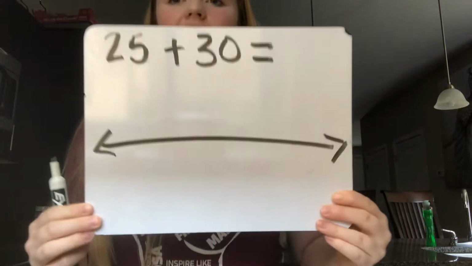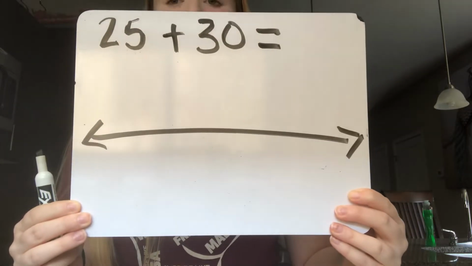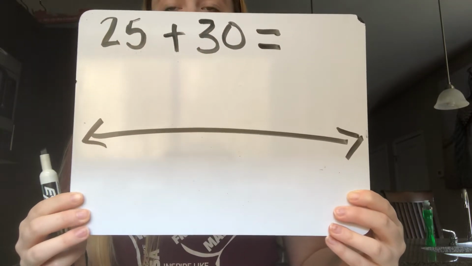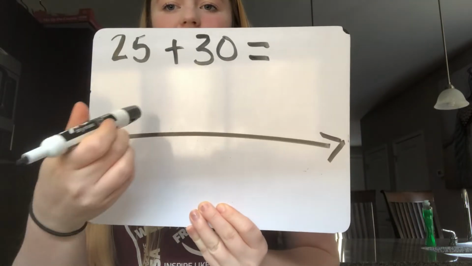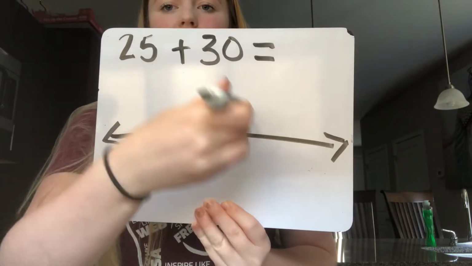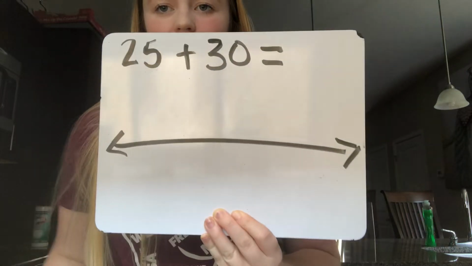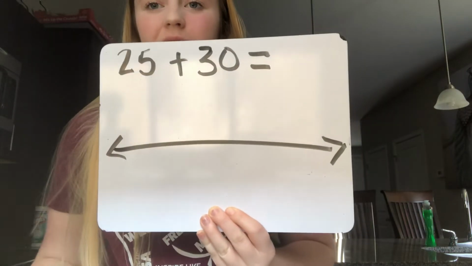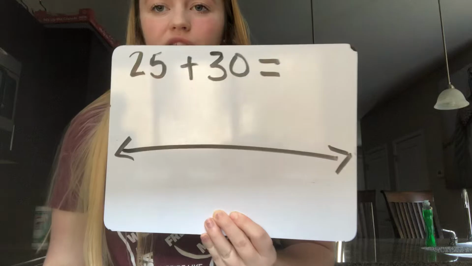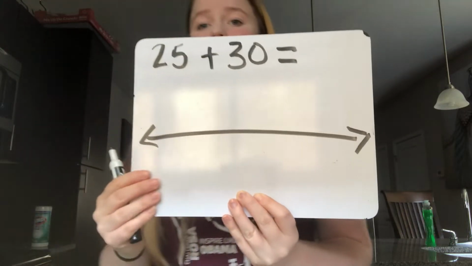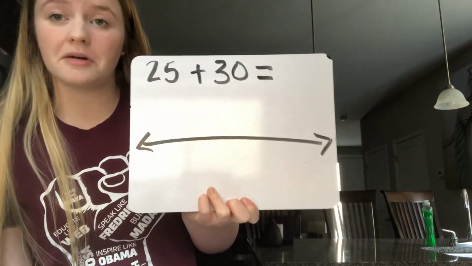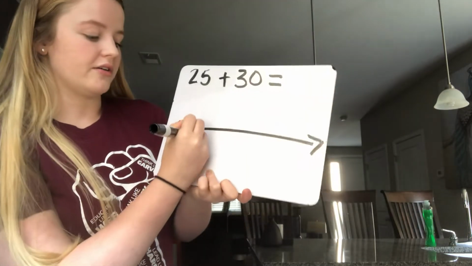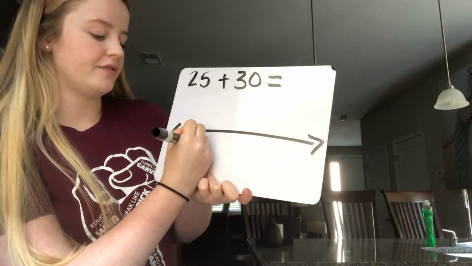What you're going to do is write your equation down, and you are going to draw an open number line, all right? Now, most of the times when we see a number line, it just goes 1, 2, 3, 4, 5, 6, and it keeps on going. That's not what we're doing today because we want to find the answer to this equation. So the first number in my number line is going to be 25, the first number from my equation. So here I go, I'm putting 25.